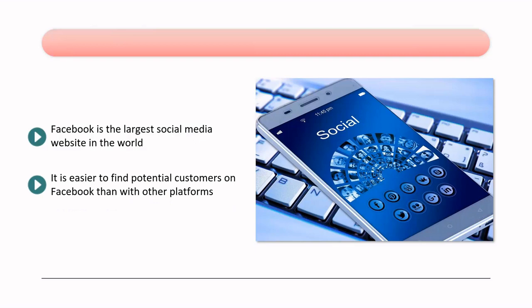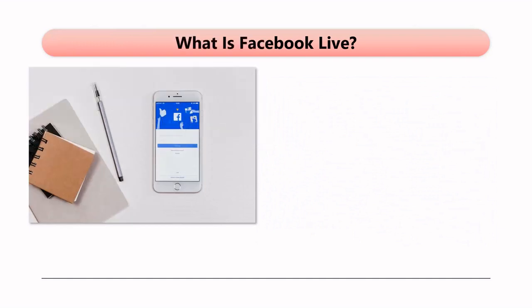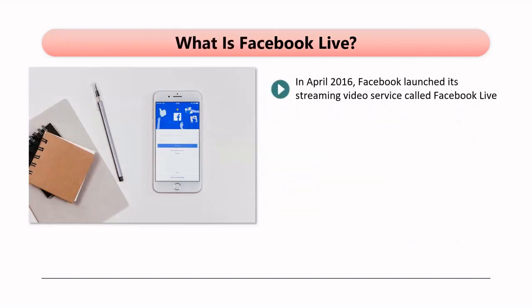You can target people by their age range, their income, their location, their gender, their interests, and more. So in this training, we will show you how you can leverage the power of Facebook and, in particular, Facebook Live to promote your brand. What is Facebook Live? In April 2016, Facebook launched its streaming video service called Facebook Live. With this service, you can hold a live event with your target audience through your business page on Facebook.